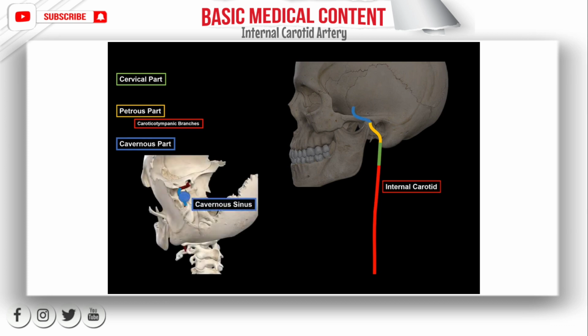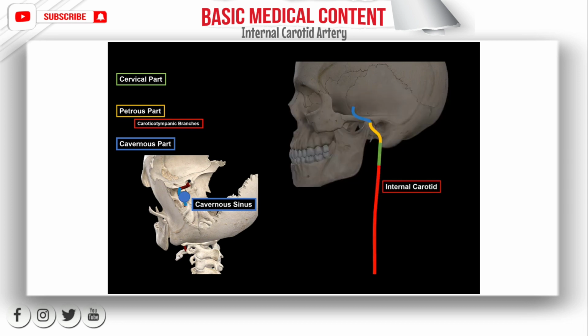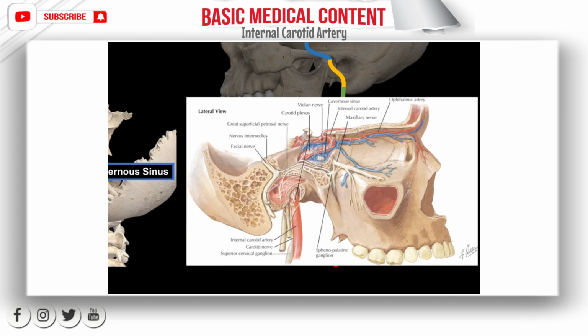It goes right through the cavernous sinus. The cavernous sinus is one of the dural sinuses of the head. They're huge, they're large veins draining blood from the brain and then sending it down mainly through the jugular vein. And this is how you see it going through the cavernous sinus. That is why it's called the cavernous part, because it goes through the cavernous sinus.